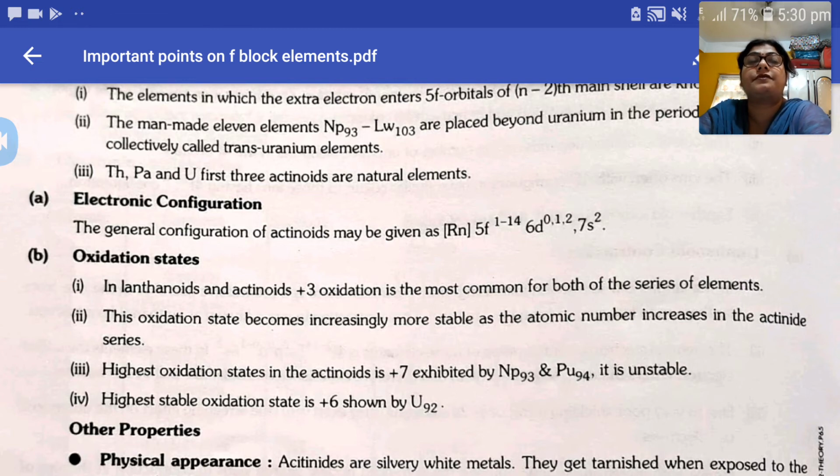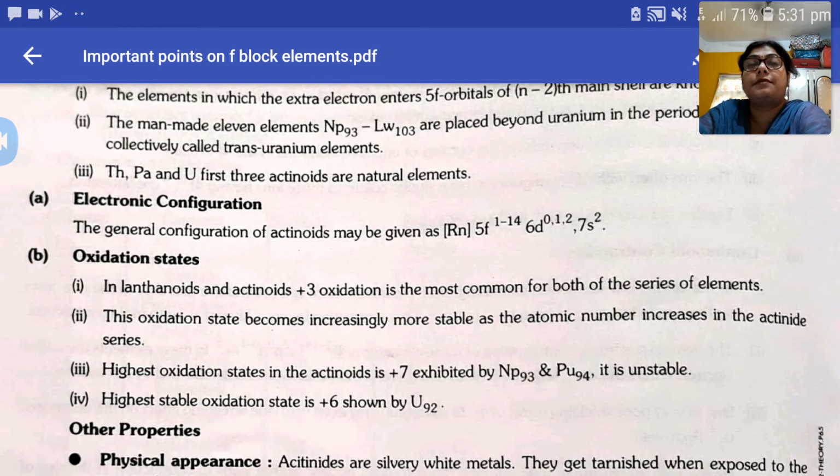So here also in actinoids we will find that all the elements of the actinoid series will have +3 oxidation state. Now the +3 oxidation state becomes increasingly more stable as the atomic number increases in the actinide series. So here the stability of the oxidation state will be increasing as the atomic number increases. Then the highest oxidation state in the actinoids is +7, which is exhibited by Np and Pu. Np has atomic number 93, Pu has atomic number 94, and it is unstable.